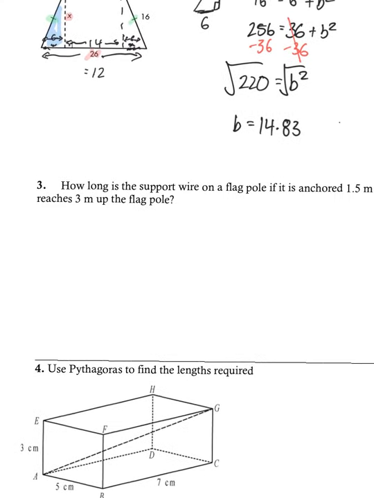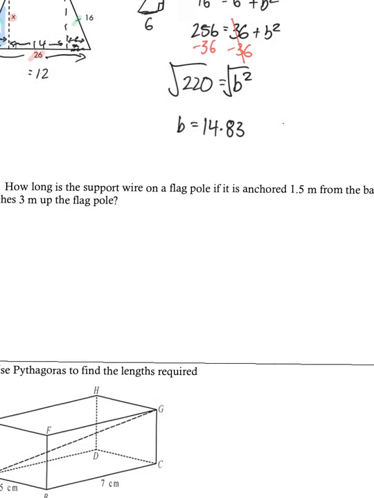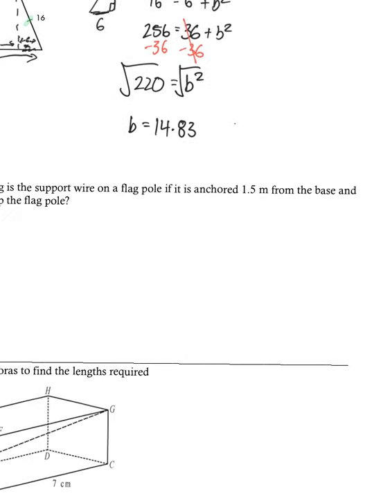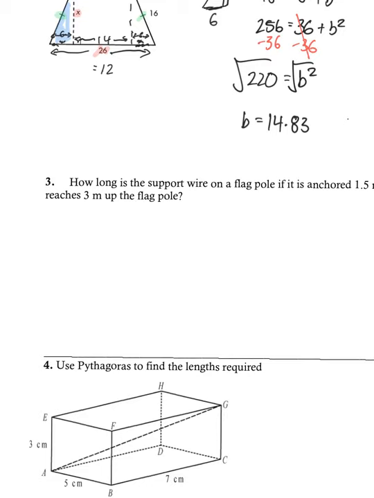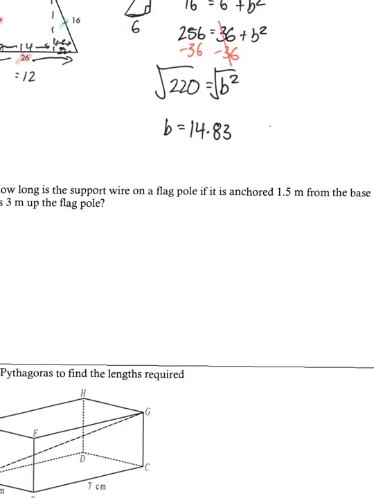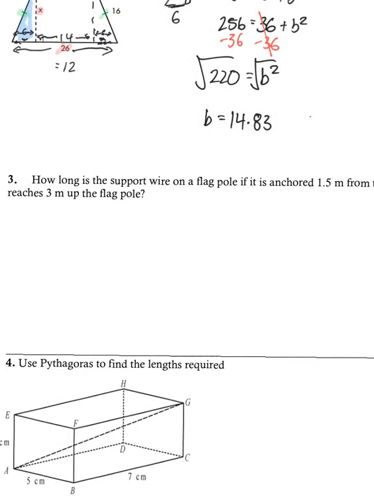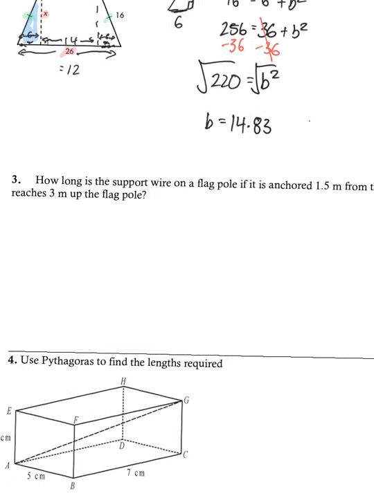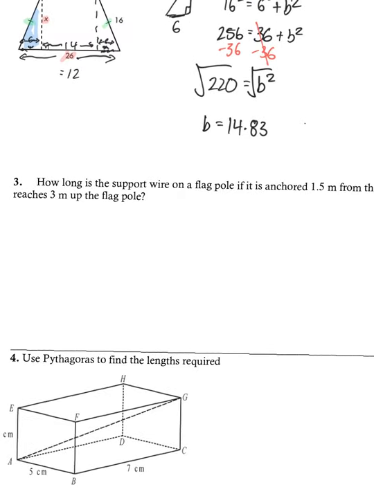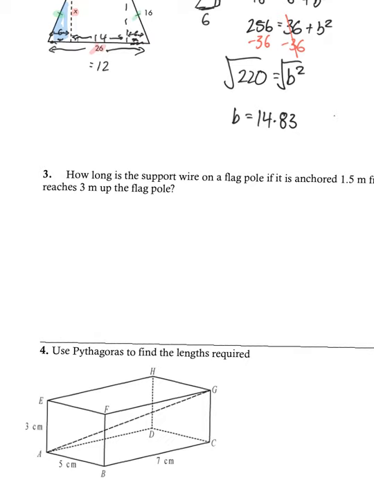All right, question 3. How long is the support wire on a flagpole that is anchored 1.5 meters from the base and reaches 3 meters up the flagpole? Whenever you're reading a worded question in measurement, guys, it really helps if you draw a diagram that depicts the question.